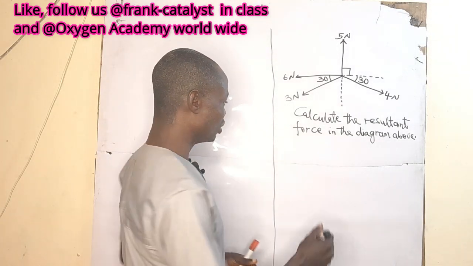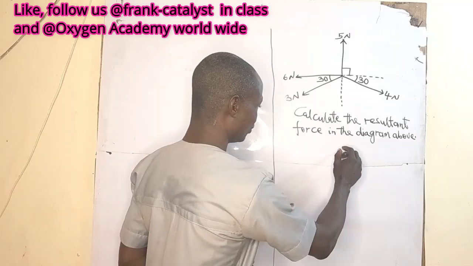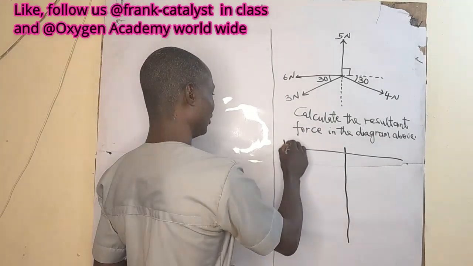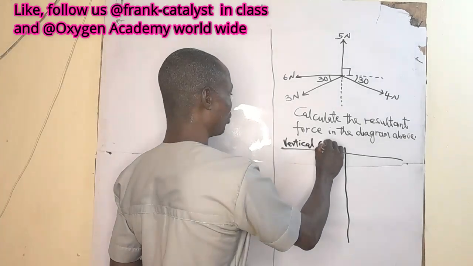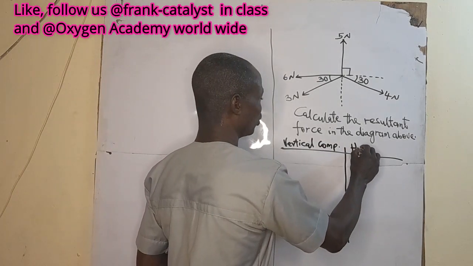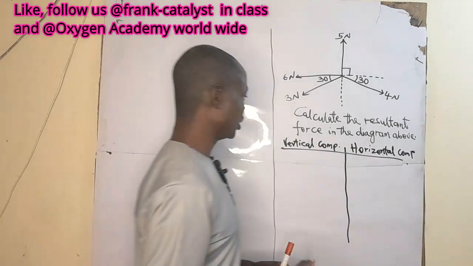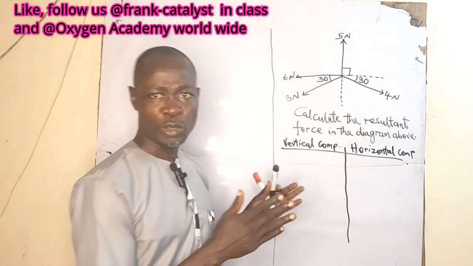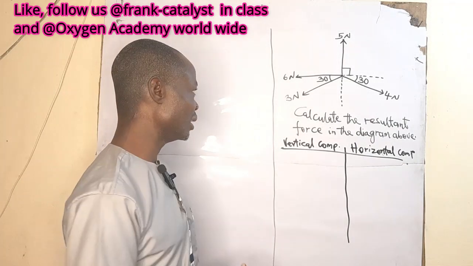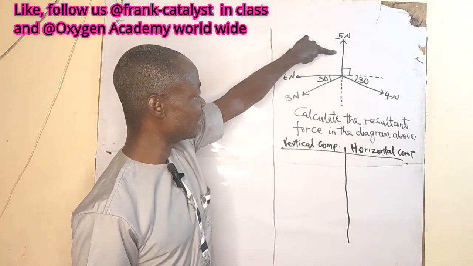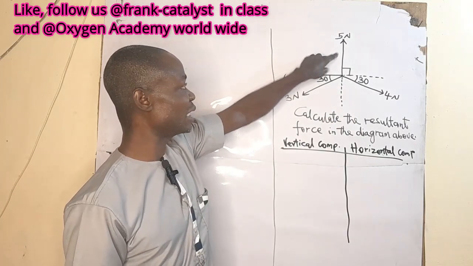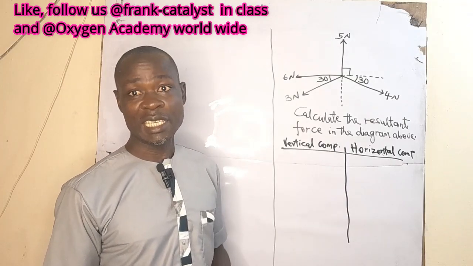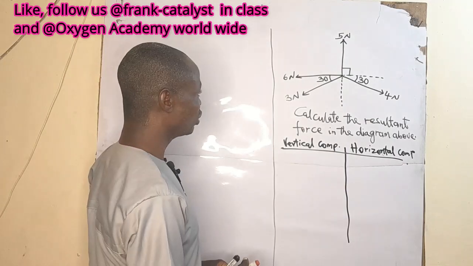What we are going to do is draw a line, and we call this the vertical component and this one the horizontal component. In each case we are going to resolve vertically and horizontally at the same time. So let's start from this one. When we want to resolve this vertically, we can see that this is already vertical, and it has an angle of 90 with the horizontal. So how do we resolve it?